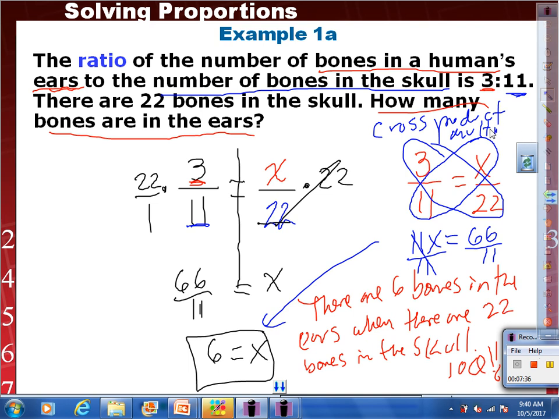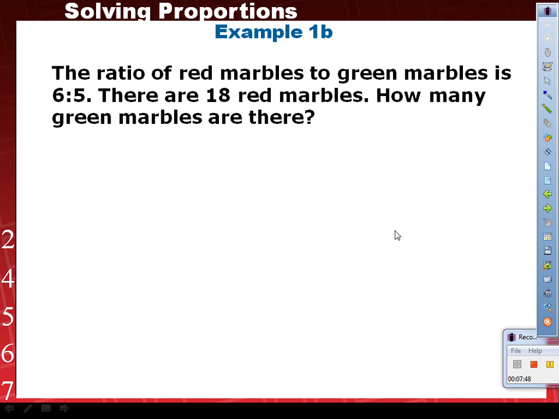Okay, this next one, do by yourself. You don't have to copy the entire problem. I want you to set up your ratio and then set up your proportion and see how you do with this next one. Here we go. Example 1B. It says, the ratio of red marbles to green marbles is 6 to 5. So what colors are you going to use for this one? You're like blue and black. There are 18 red marbles. How many green marbles are there? Set up your proportion, please. Go.